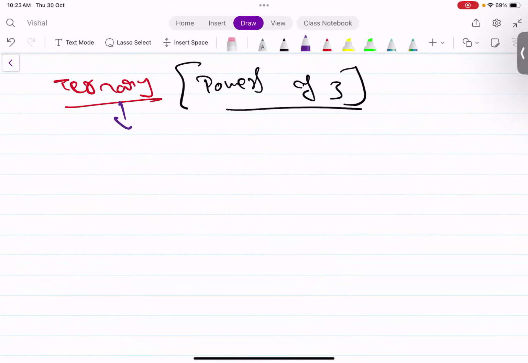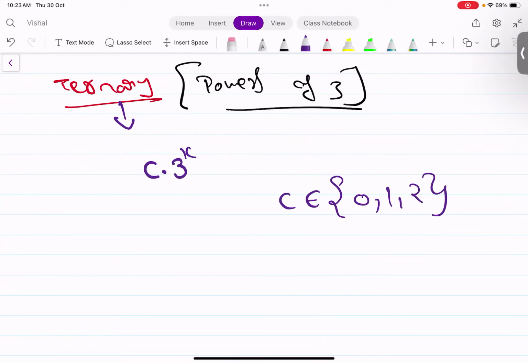And how do we represent a ternary number system? It is kind of like this: c into 3 power k. Yes, and we know c can be any of 0, 1, and 2. This is what the ternary number system is. There's nothing new here. Ternary number system means every single number x can be represented in this format, where c can be any one of the values from this. Yes, let's take an example.